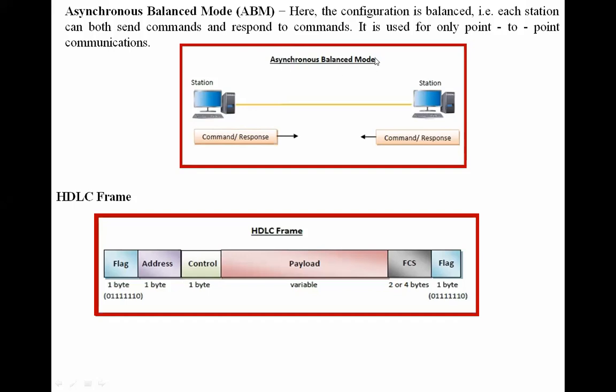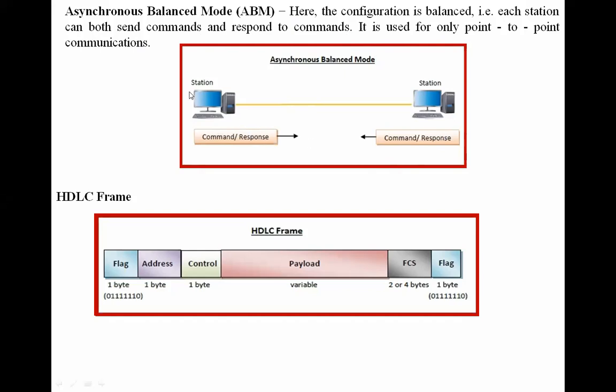This is what asynchronous balanced mode is. The configuration has been balanced, that is, each station can both send commands and responses to the commands. It is used for only point-to-point communication. Asynchronous balanced mode can be operated only for point-to-point communication. It is not operated on multi-point communication.